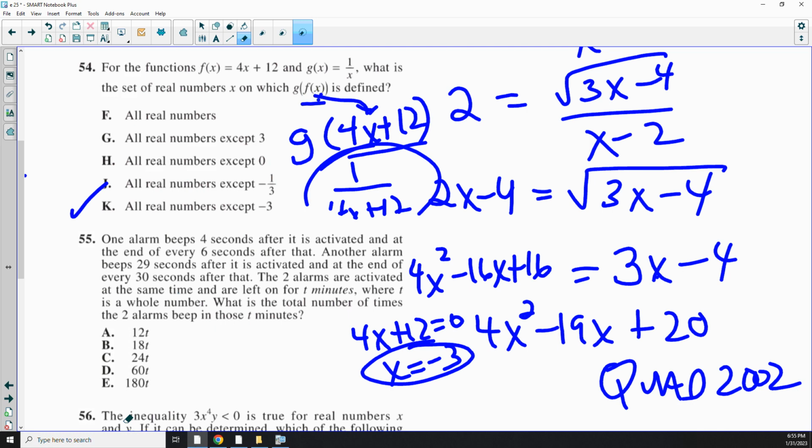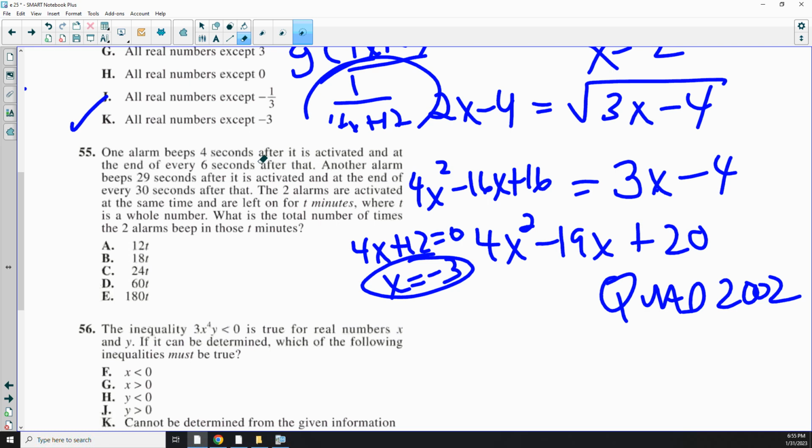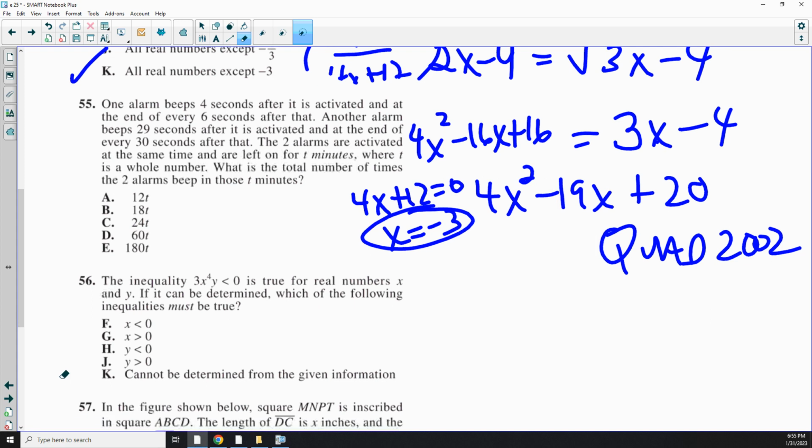Number 55 is funny. It's saying it beeps at 4 seconds after it is activated, and every 6 seconds after that. So I got no pride here. I'm just going to count it. So 4 seconds later, and then every 6 seconds after that.